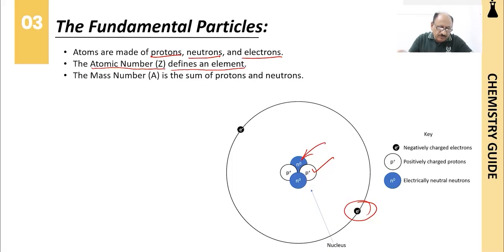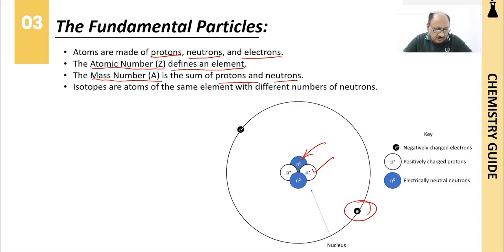Next is the mass number, which we discussed: the number of protons plus neutrons, the sum of these two. Then isotopes. Isotopes are atoms of the same element with different mass numbers, with a different number of neutrons. So everything else is the same, the number of protons is the same, but the number of neutrons is different. And we can take examples of the isotopes also.